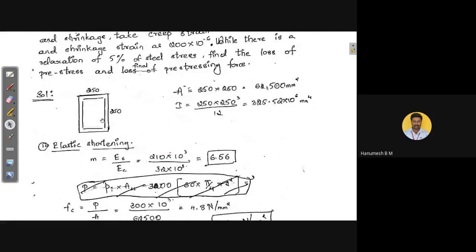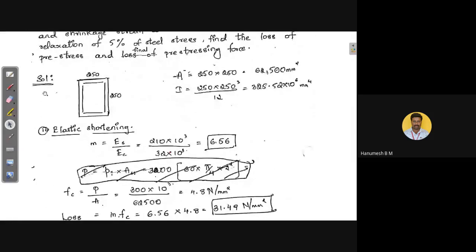Now we shall go with the solution. Cross sectional area of the concrete is 250 by 250, which is equal to 62,500 mm square. It is a rectangular section, so moment of inertia will be equal to BD cubed by 12. It will be 325.52 into 10⁶ mm raised to 4.